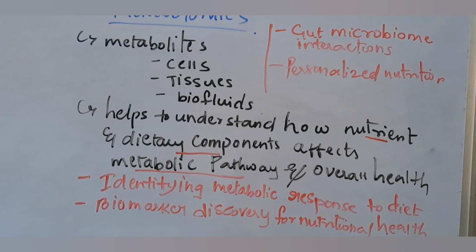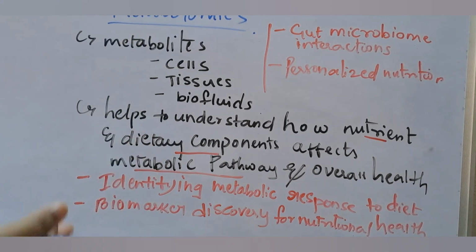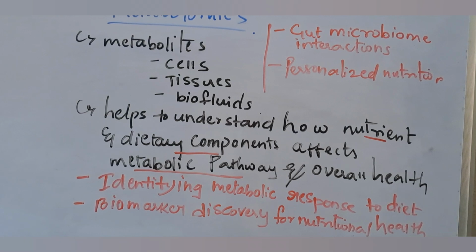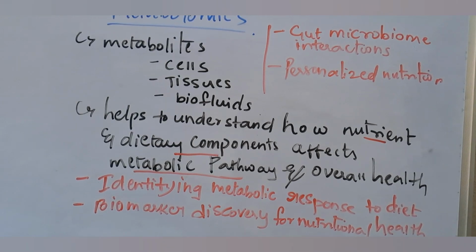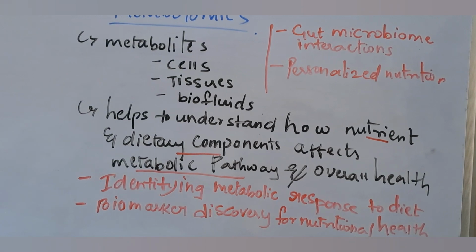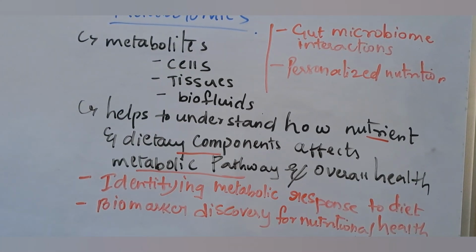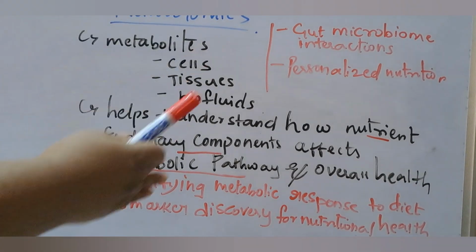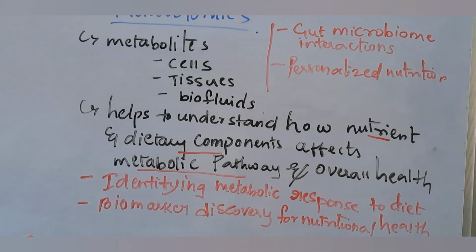How metabolism is affected, for example by flavonoids and polyphenols. For this we can also optimize athletic performance through personalized nutrition based on metabolic profiles. Through the entire metabolic profile of an athletic person, we can personalize their diet plan. So this is about metabolomics, which is very simple.